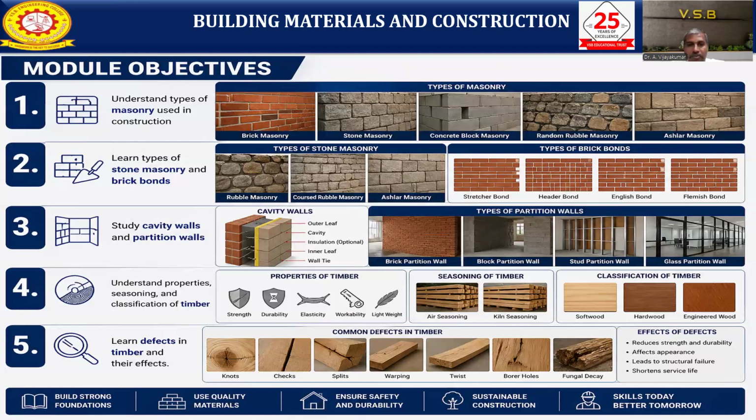Common defects in timber are knots. When you remove a branch, knots will occur. Also check, split, warping, twist, borer holes and fungal decay. These are the common defects that affect timber.